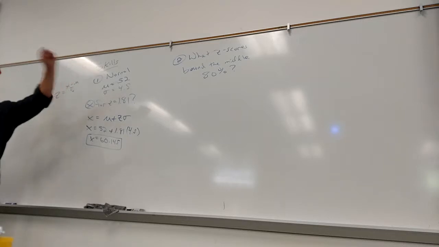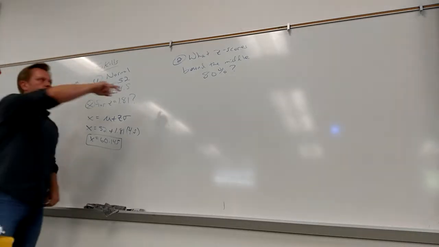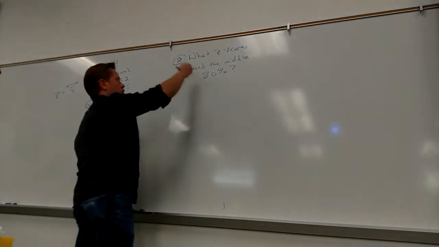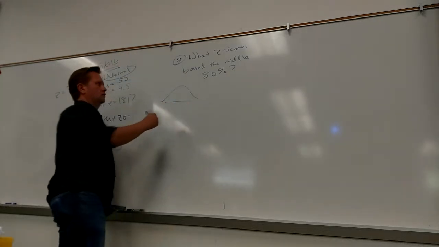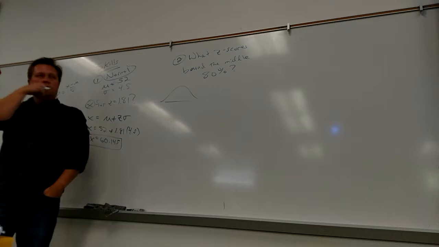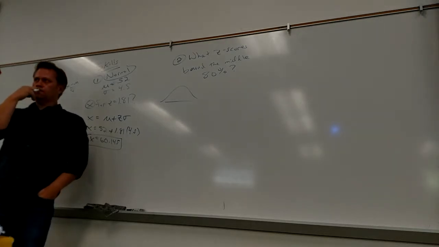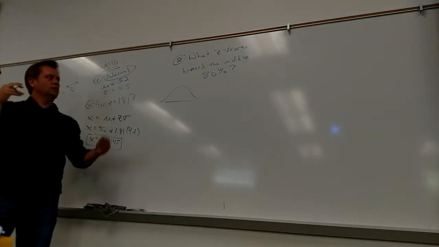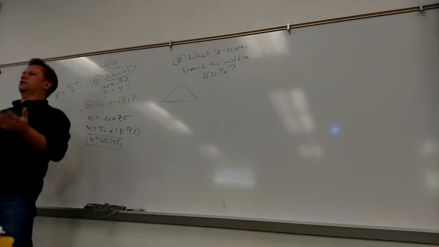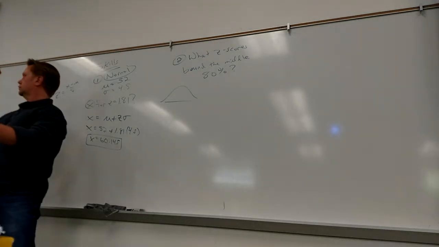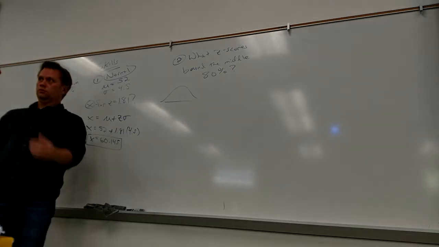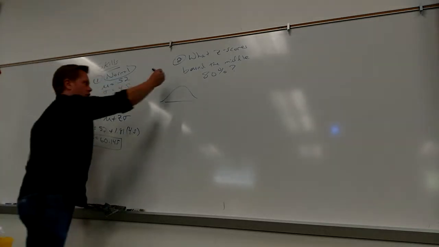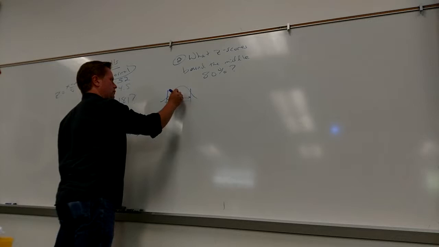Now, how do I do number 2? What should I start off doing? So for a normal distribution, bound the middle 80%. What does that mean? Can you guys, what would that look like if you drew it? The middle 80%. So the middle, yeah, you want to cut off. That's the middle 80% right there.